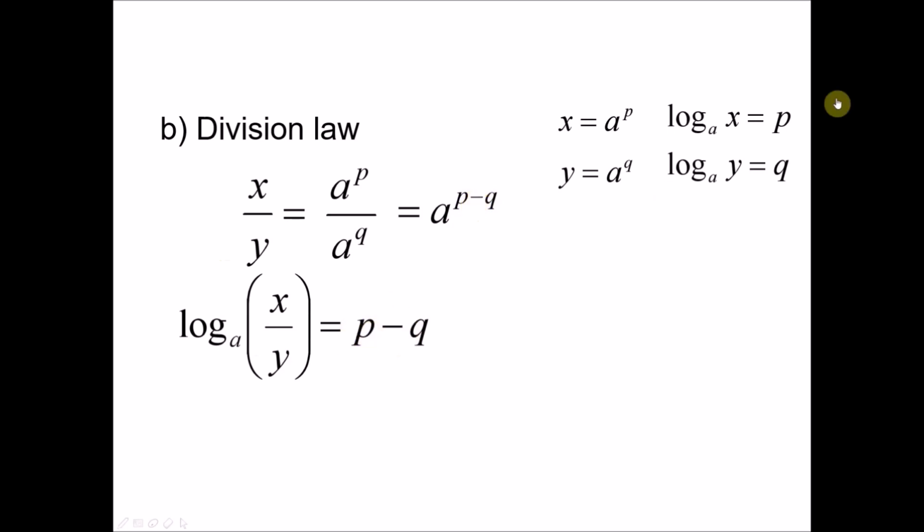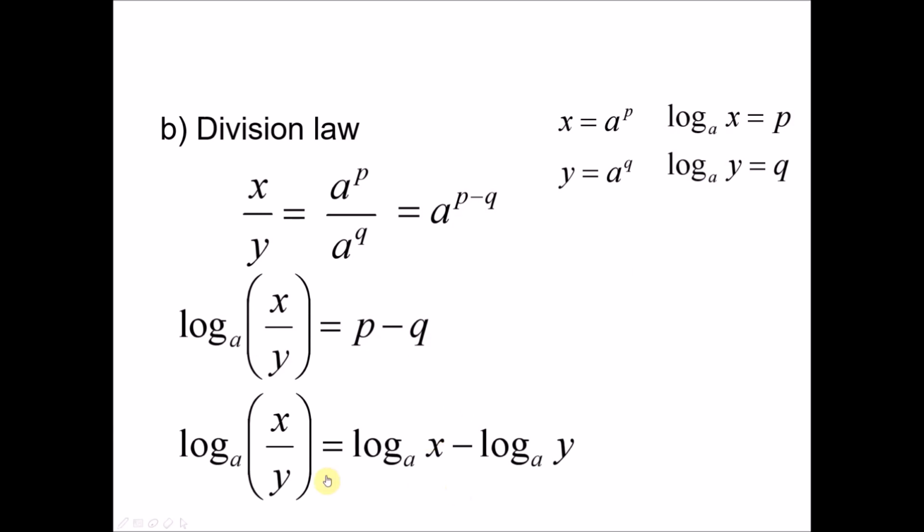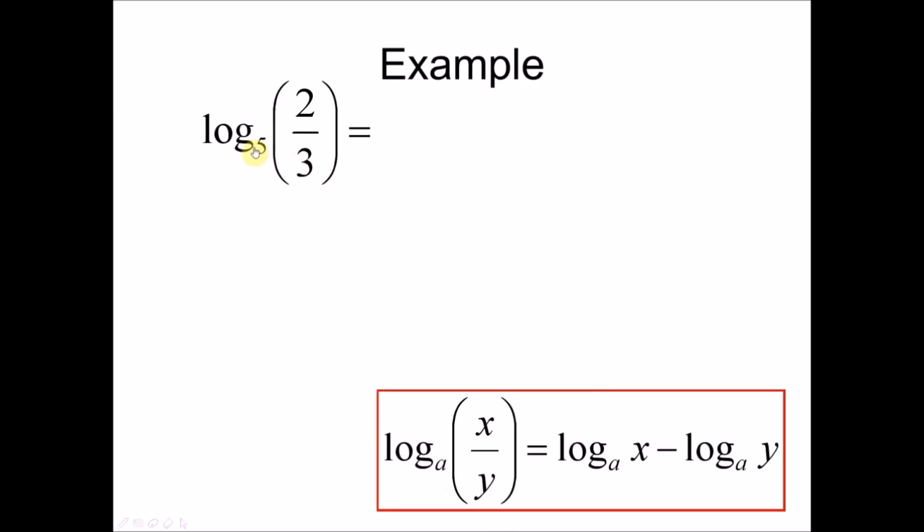And then we substitute p here with log base a of x, and q here we substitute with log base a of y, we get this. So whenever you have the log of x divided by y, you can rewrite this as log base a of x minus log base a of y. We look at examples. So given log base 5 of 2 over 3, we can rewrite this in this form as log base 5 of 2 minus log base 5 of 3.